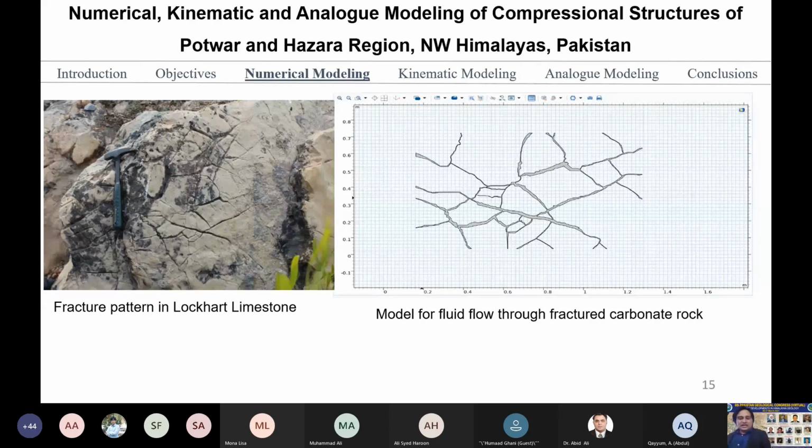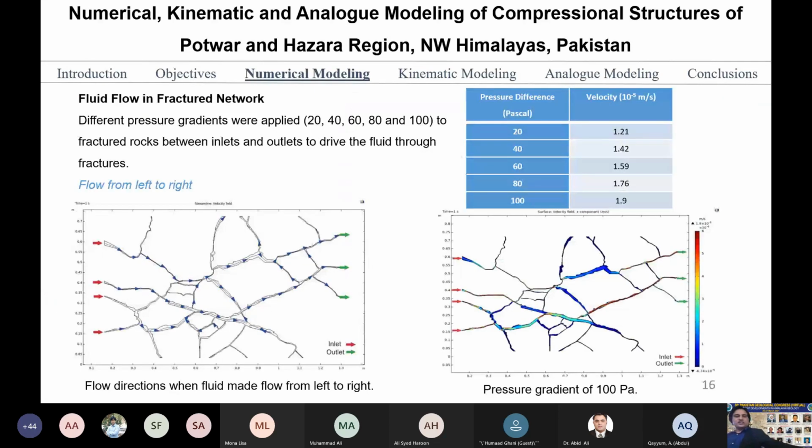So for that, I made two models. In the first model, I applied the pressure from the left side and tried to see the outcome when it comes from the other side. Like if we pass the fluid from the left side, what will be the outcome of that? In that case, I used different inputs with different velocities. So I tried 20, 40, 60, 80, and then 100 Pascal pressure, and according to that, different velocities.